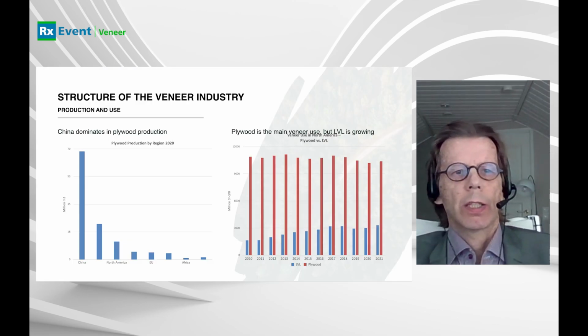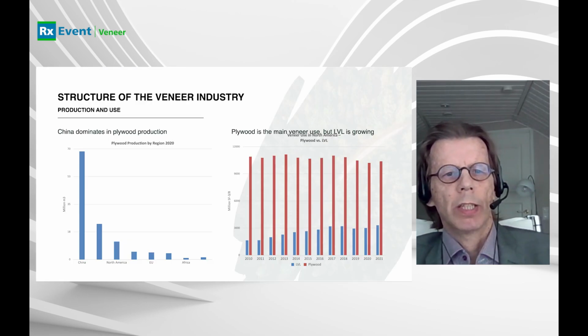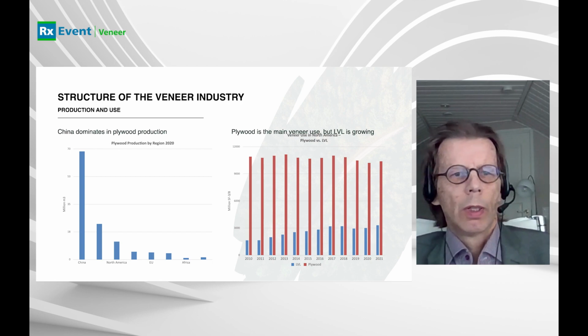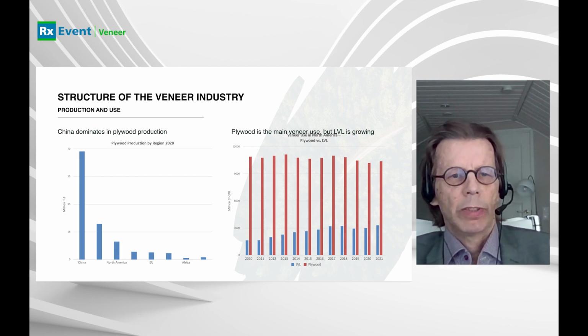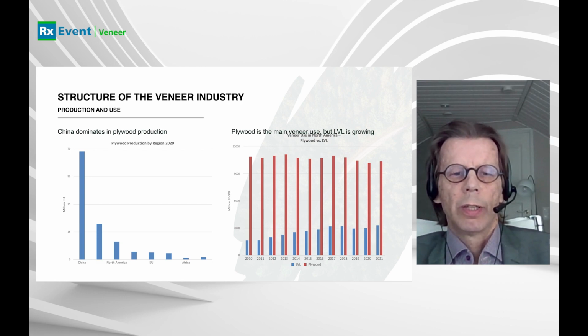Okay, first let's take a look at the structure and size of the industry. And here on the left, you can see that China is the dominant player in the veneer business. It is by far the largest plywood producer in the world, and therefore also the largest veneer user, because most of the veneer is still used in plywood.